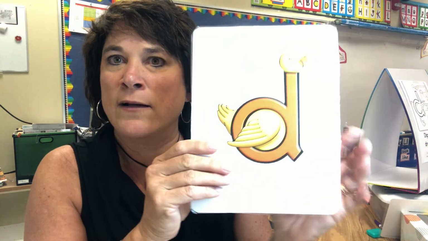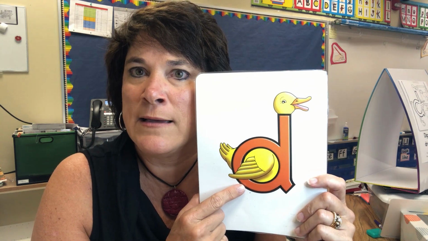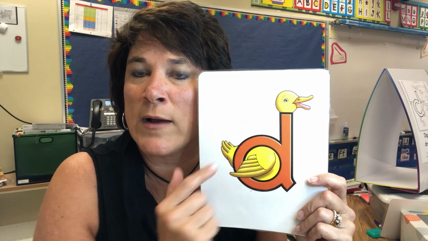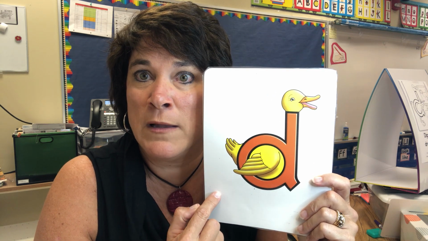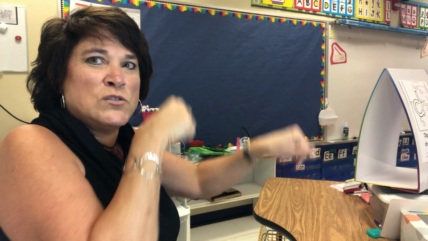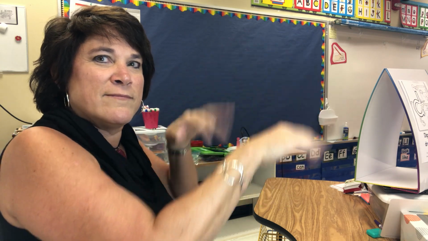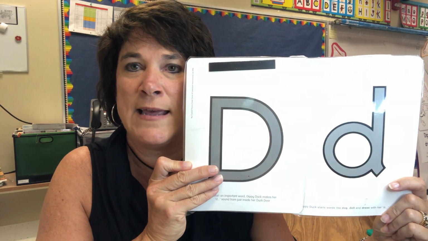lowercase letter d. Now let's look at Dippy Duck on this card. Lowercase letter d, Dippy Duck, is also looking in the direction that we read, and she could be swimming in the direction that we read. We read from left to right. I want you guys to practice swimming in the reading direction like Dippy Duck does. Can you swim in the reading direction? Good. All right, so lowercase letter D and uppercase letter D.